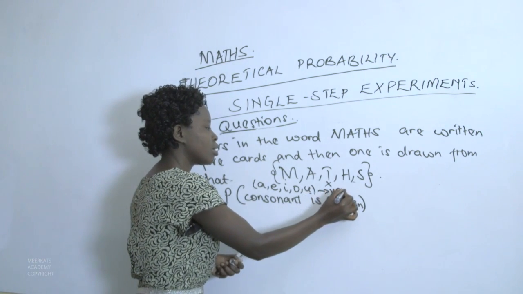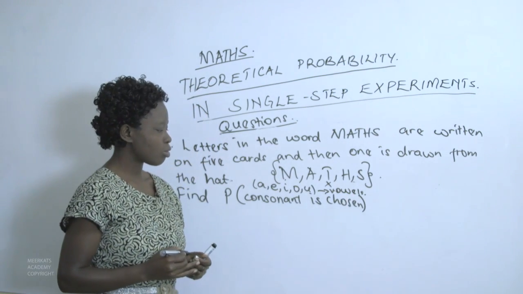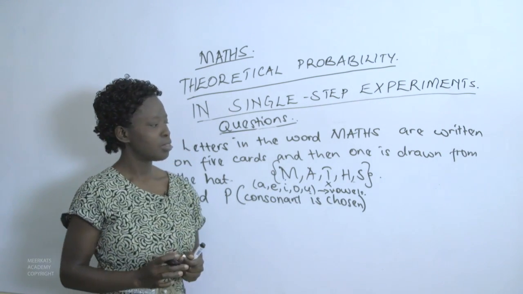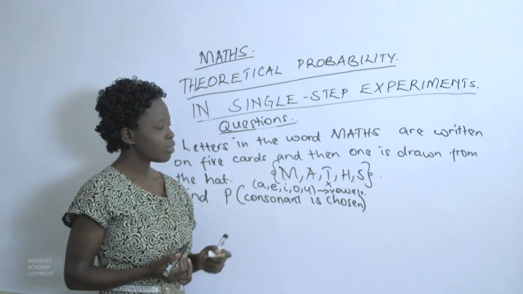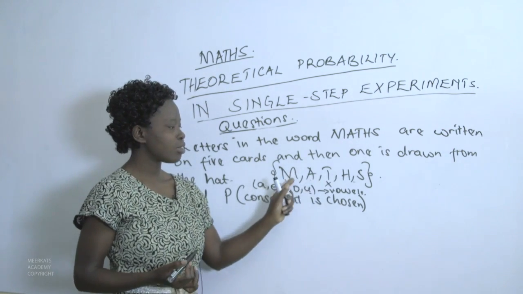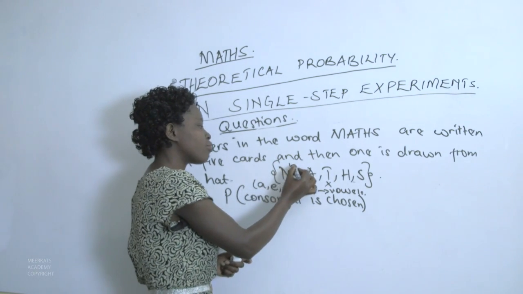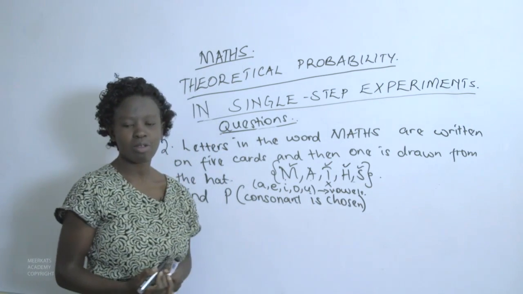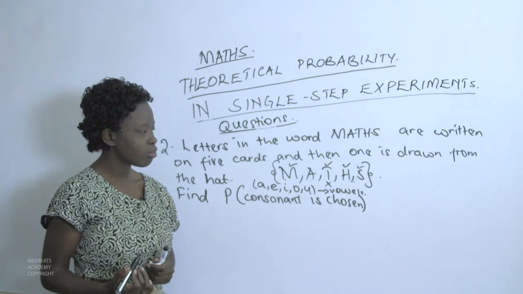So these ones are vowels, then the rest of the letters will be consonants. In our word, we only have one vowel, that is the A. Having this one vowel, it means the remaining four letters are simply consonants. So we have M, T, H, and S as the consonants. So 4 out of the 5 letters we have are consonants.